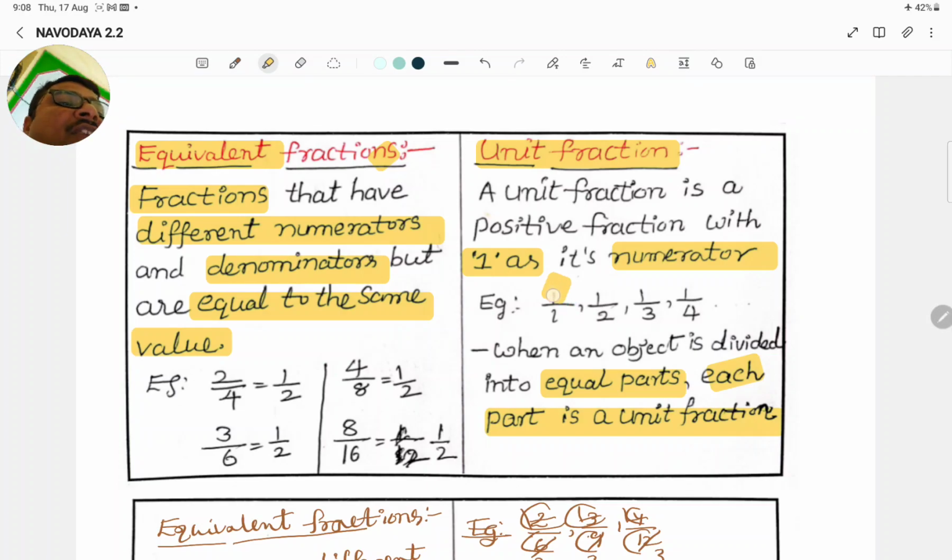For example, 1 divided by 1, 1 divided by 2, 1 divided by 3, 1 divided by 4, 1 divided by 5, 1 divided by 6. If the numerator is 1, the fraction is an example of a unit fraction. Okay?